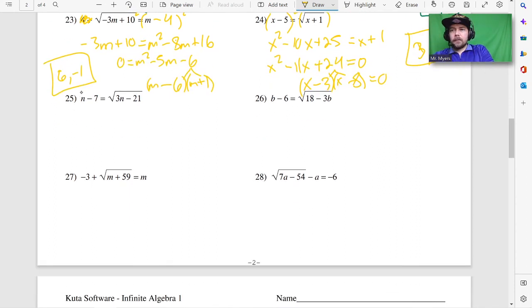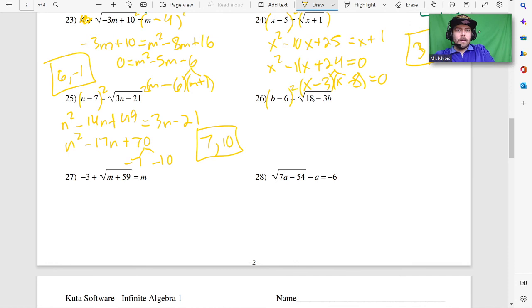All right, again for here, square, square. So we get n squared minus 14n plus 49 equal to 3n minus 21. In n squared, we would subtract 3n, and we would add 21, so that's going to be 70. So 7 and 10, minus minus, which means our answers are going to be 7 and 10.